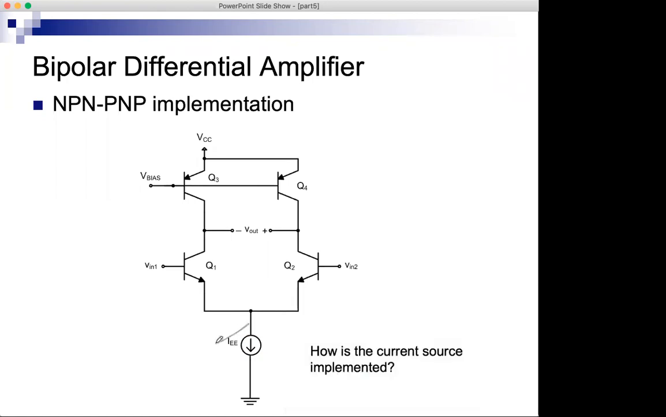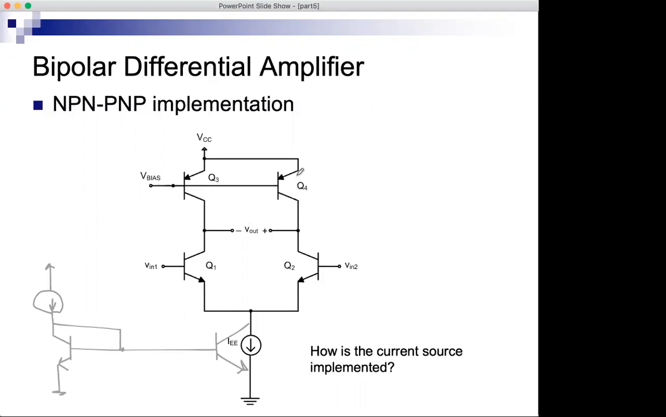Here's how I can implement it using a BJT. With a bias voltage here that's coming from a reference current and a BJT with collector shorted. So something like this. This is a very simple IEE. And what about the RC? What happened to the RC and RC that were here?